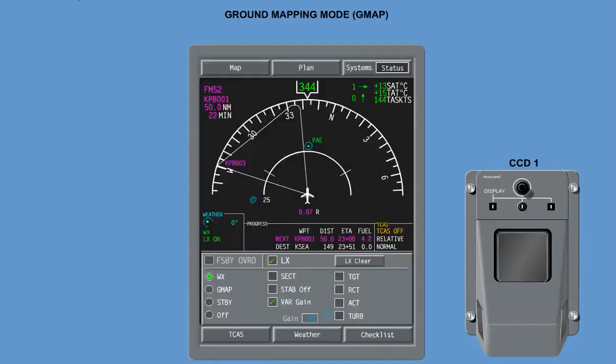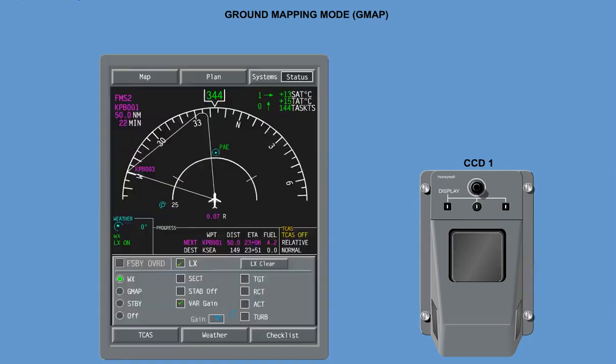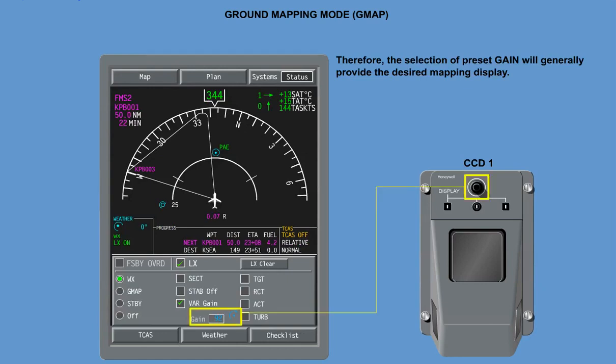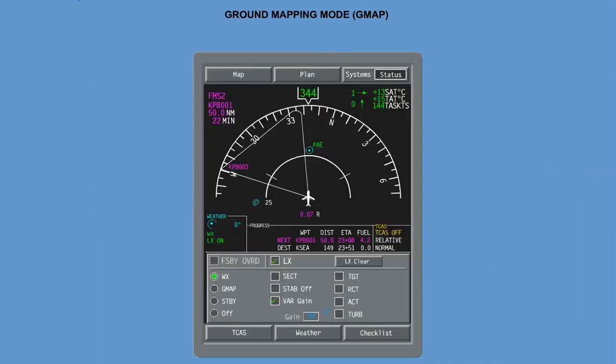Ground Mapping Mode, GMAP. This mode is used to alert the flight crew about hazards caused by ground targets. This is especially useful in areas of rapidly changing terrain, such as hilly and mountainous areas. Therefore, the selection of preset gain will generally provide the desired mapping display. However, the pilot flying may desire to manually decrease the gain. It is possible to have one pilot working the GMAP mode while the other pilot is using the regular weather mode.